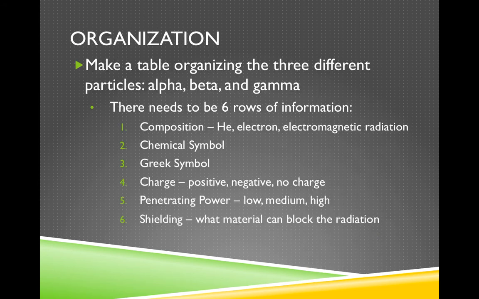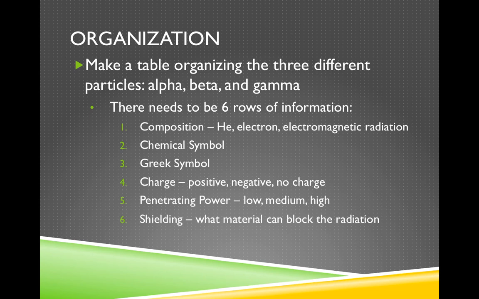So now what I'm going to ask for you guys to do, or you're going to begin doing today, you might have some time to finish it up tomorrow if necessary, but you need to make a table organizing the 3 different particles, alpha, beta, and gamma. There needs to be 6 rows of information. The first row needs to be composition. Is it made out of a helium nucleus? Is it made out of an electron? Is it made out of electromagnetic radiation?